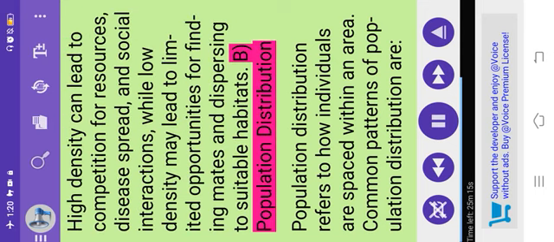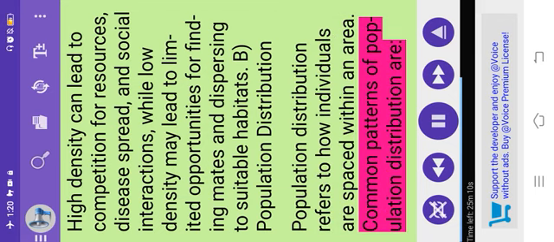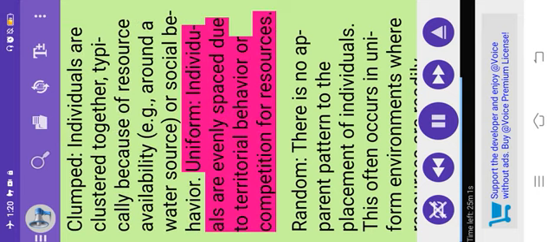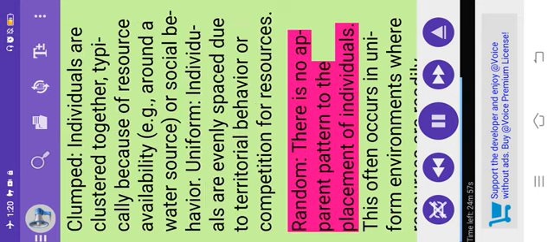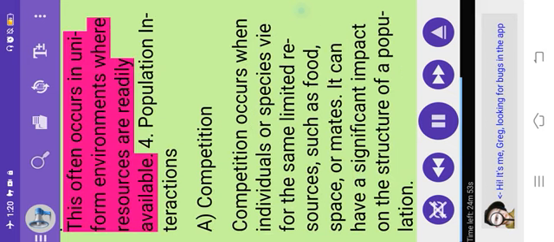B. Population distribution. Population distribution refers to how individuals are spaced within an area. Common patterns of population distribution are clumped: individuals are clustered together, typically because of resource availability, e.g., around a water source, or social behavior. Uniform: individuals are evenly spaced due to territorial behavior or competition for resources. Random: there is no apparent pattern to the placement of individuals. This often occurs in uniform environments where resources are readily available.